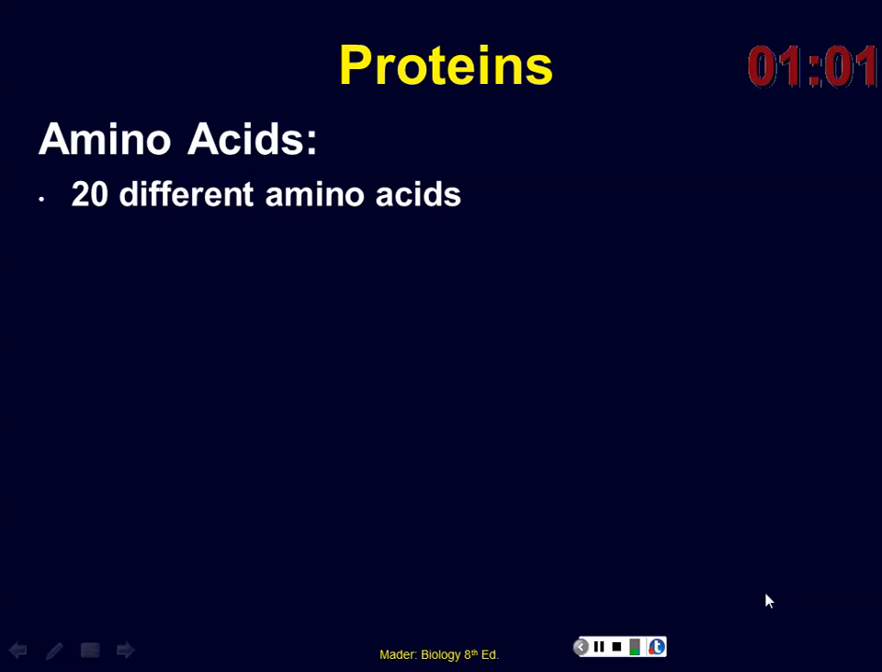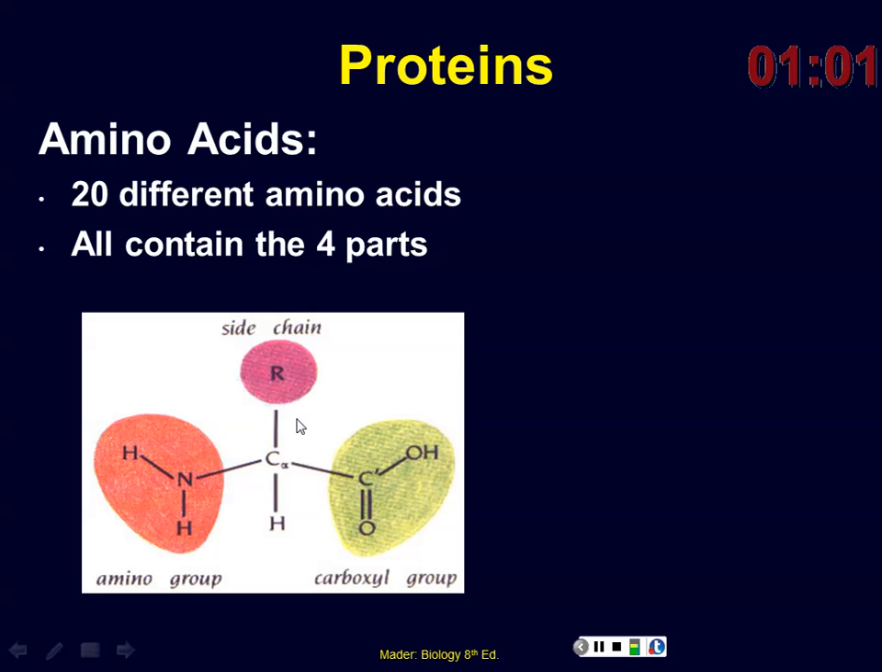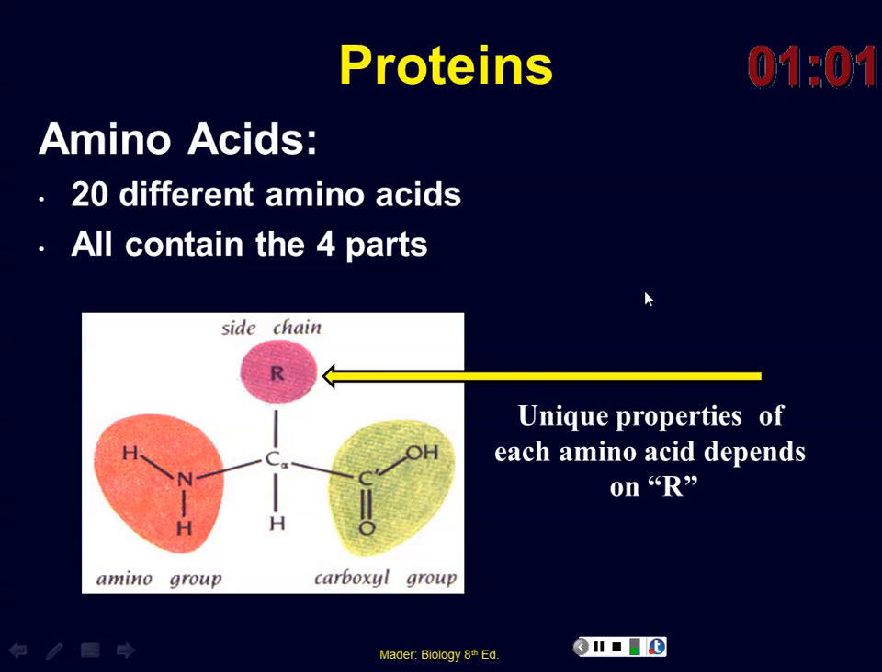There are 20 different amino acids. So obviously they all have those parts. What's going to make one amino acid different from another is what's right there in the R position. Some call this a side chain, and you may hear me refer to the R group as a side chain. Basically there are 20 different side chains, 20 different combinations of atoms that would go right here in that space. So the unique properties of each amino acid depend on what's there.